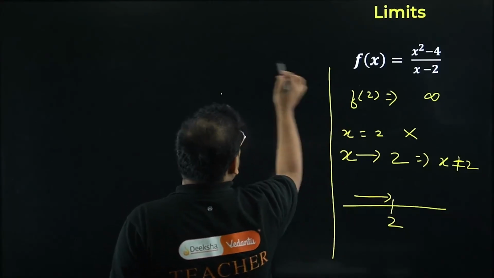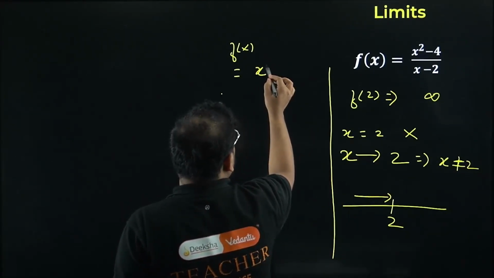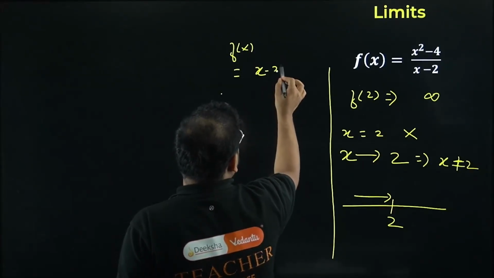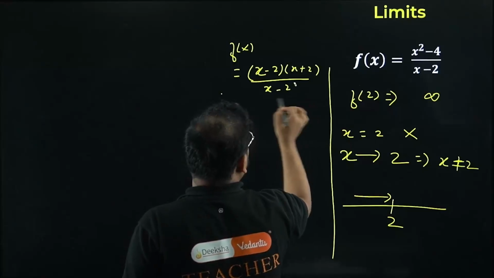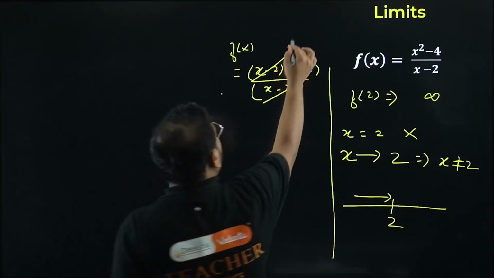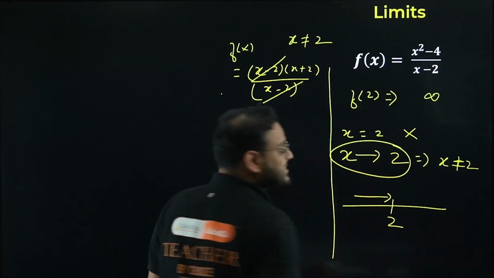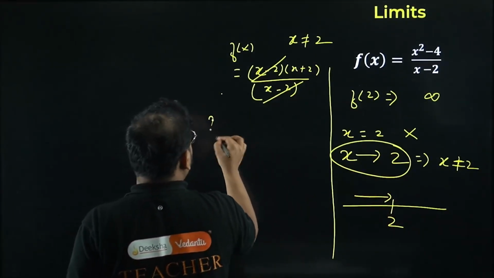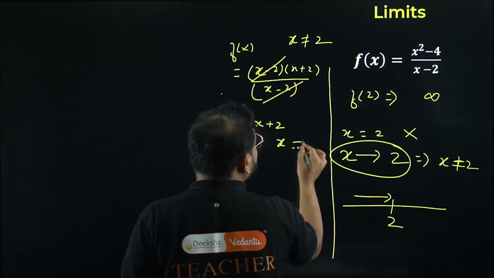Have a look. I can simply say the function f(x) is defined like this: (x minus 2)(x plus 2) divided by (x minus 2). I can cancel this, because I'm talking about x not equal to 2, since we're talking about x tends to 2. So the function actually becomes f(x) equals x plus 2, where x is not equal to 2.